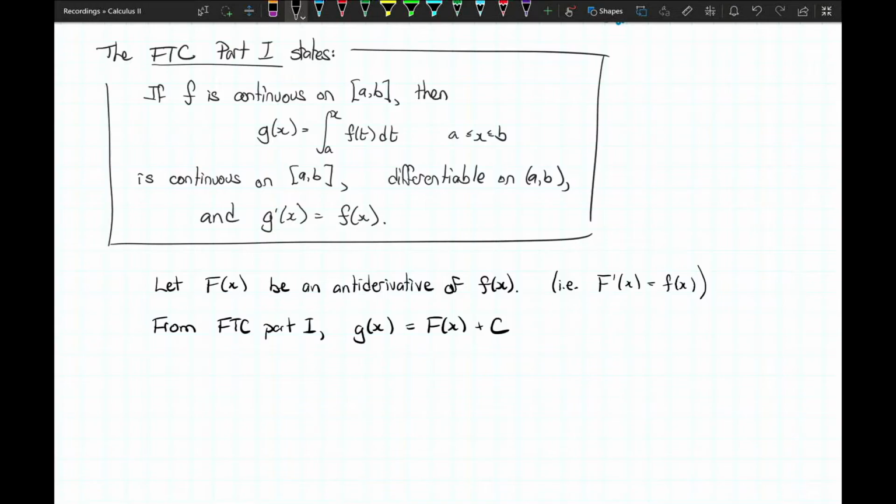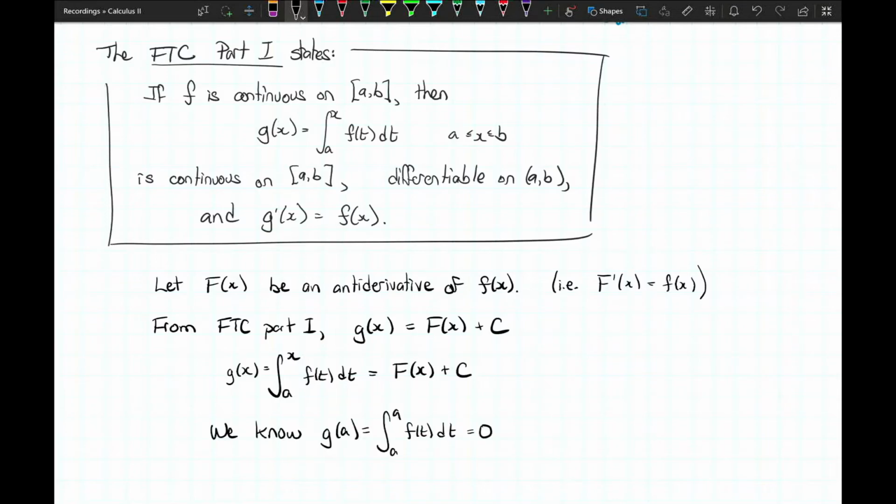Let's put the integral function back in there, and that means that the definite integral of f from a to x must be equal to an antiderivative of f plus a constant. And we have a couple properties of definite integrals that we can use in order to solve for that constant. We know that if x equals a, then we have the definite integral from a to a of the function f. That equals 0. There's no area.